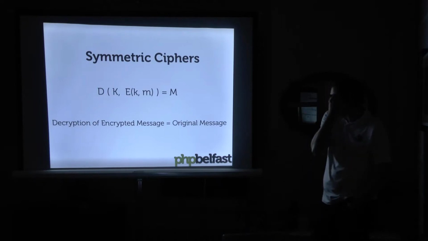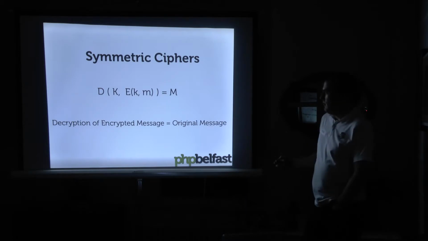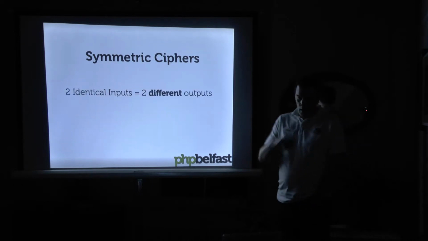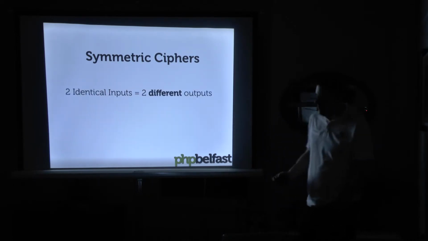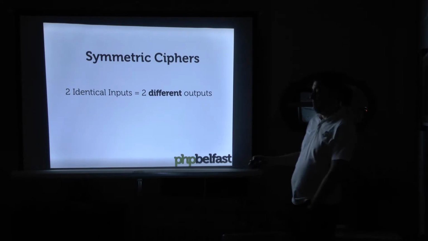So symmetric ciphers is when we had the summary at the start about the cipher where whatever you can encrypt, you can decrypt. So if we encrypt a message with a key, we can apply the same key to a decrypt algorithm to get back to a plain message. The key to a good symmetric cipher is that two identical inputs, like the roller machines, give you two different outputs. Once you start getting the same output for the same input, your code's going to get cracked pretty quickly.